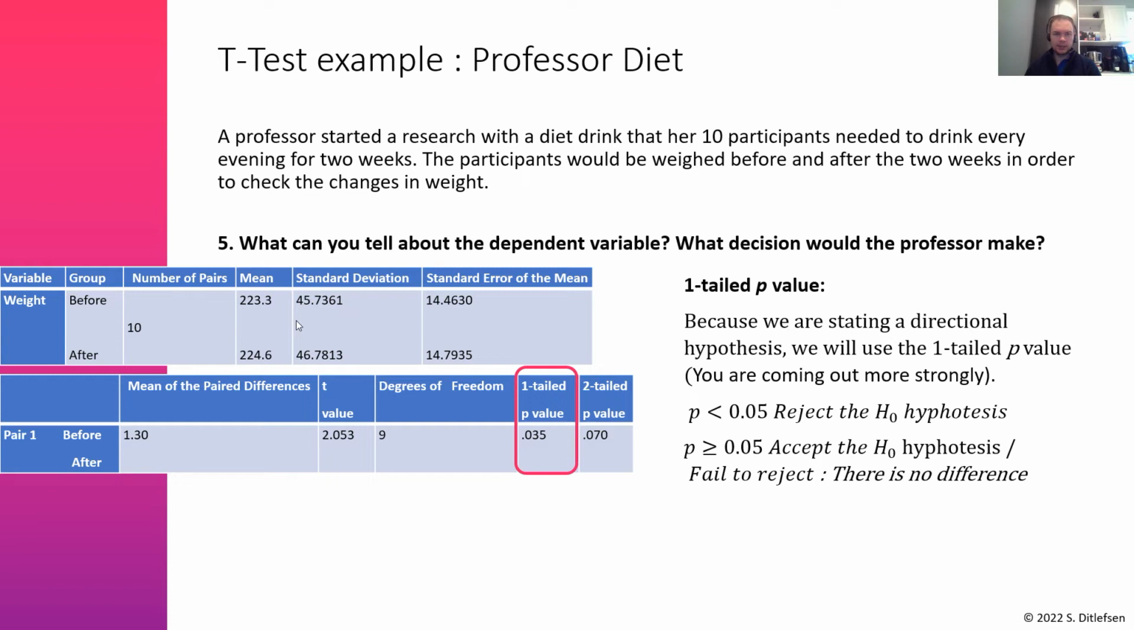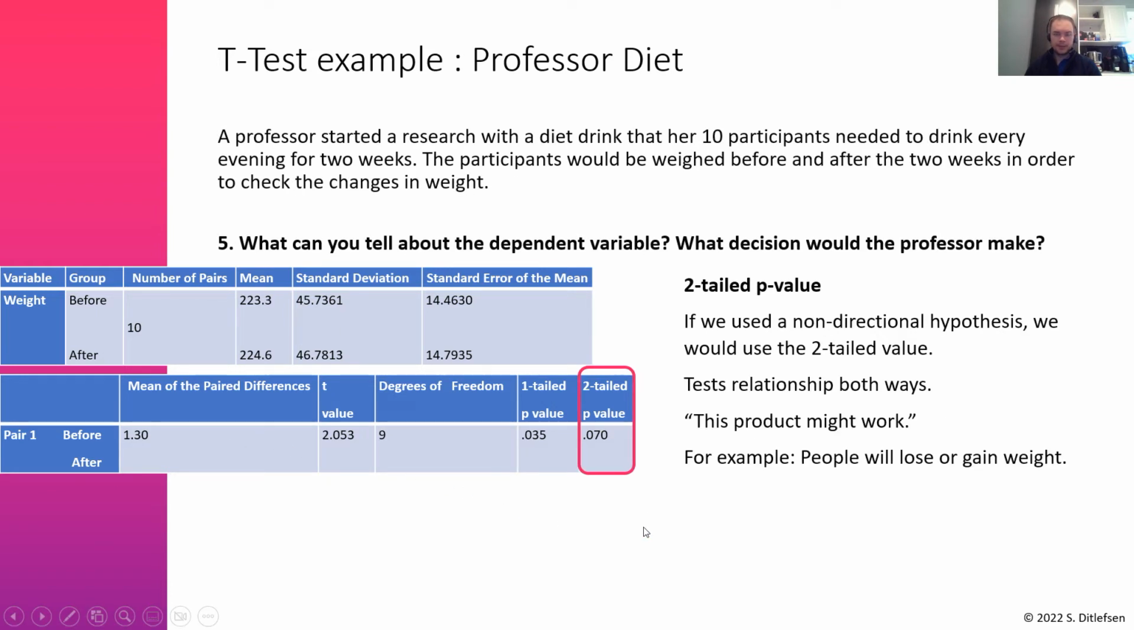Okay, I have explained all the numbers, now we can look at them. And I will just take the two-tail p-value also. If we used a non-directional hypothesis, we would use the two-tail p-value. We would test the relationship both ways, gain and lose weight. And then we could say this product might work, for example, people will lose or gain weight.